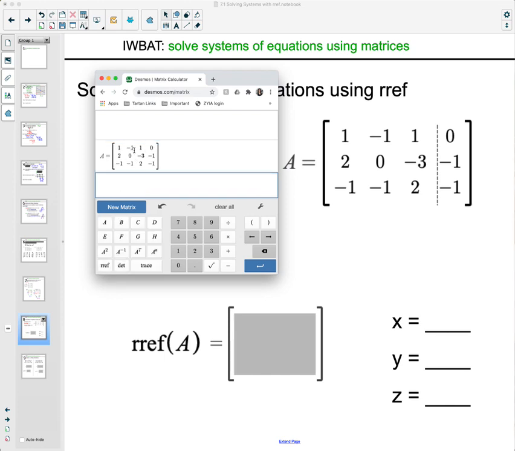Okay, so now you have that matrix typed in. Then what you're going to do is click this rref, because you want the row reduced echelon form of matrix A. So then you'll click A, and you'll see that it does it for you over here. So this is the row reduced echelon form.